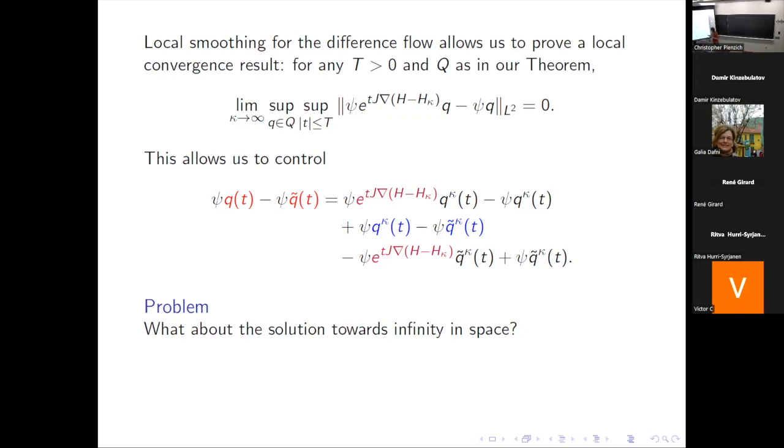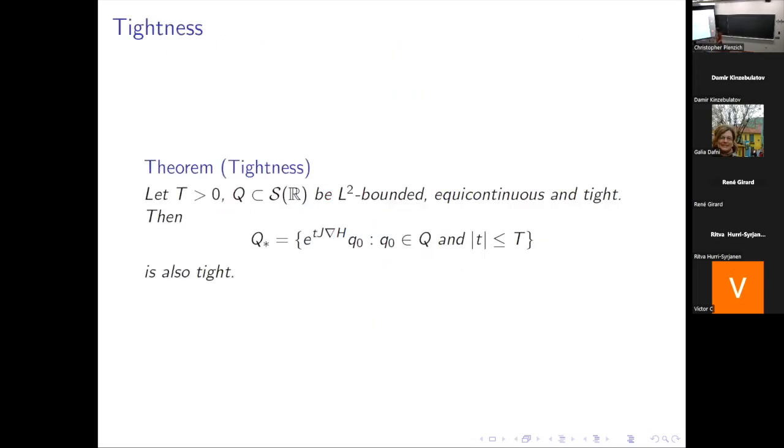locally. What happens towards infinity in space? For that, we're going to need something more. We need to prove a tightness result. So we prove something like this. If I take some positive time t and a set of initial data Q that is L2 bounded, equicontinuous, and tight, then if I look at the collection Q star of all the future evolutions of initial data in Q, that is also going to be tight. So this is going to take care of what happens at infinity.